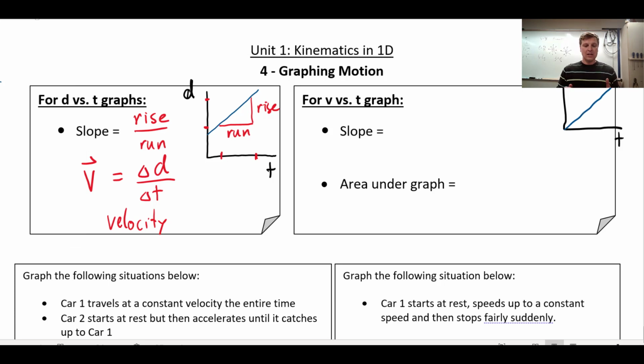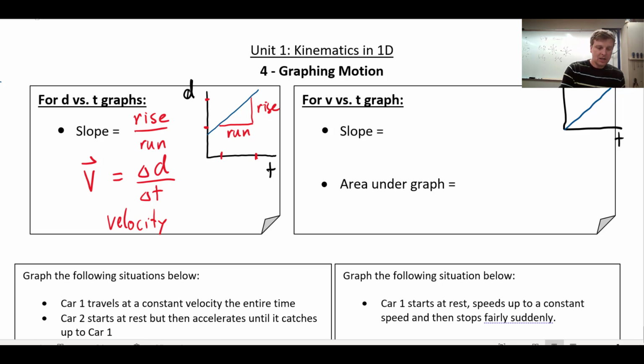Now I want to point out that these two graphs, this displacement graph and the velocity graph, are showing two very different things. This first displacement graph is showing an object with a constant slope, which means a constant velocity. Whereas this other graph is showing a velocity that starts at 0 and increases over time. To put it another way, this velocity graph is showing an object that is accelerating.